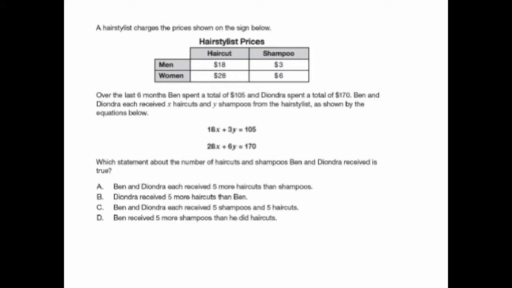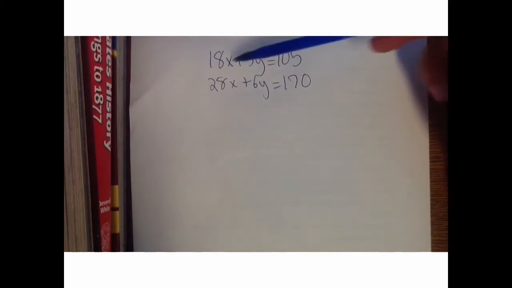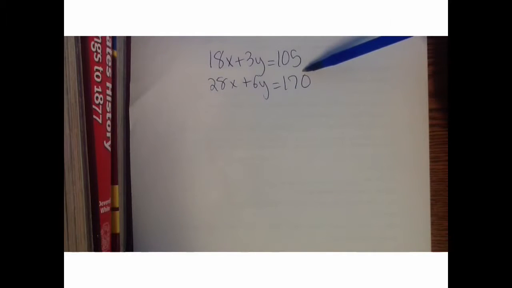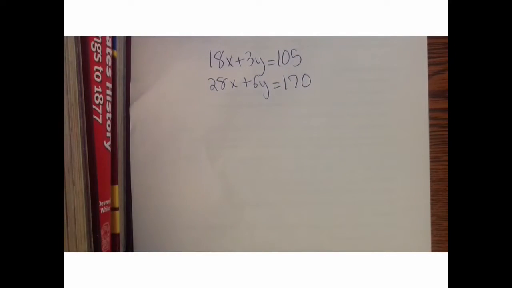I have no idea how many haircuts or shampoos they received because I have not solved the system yet. The first thing I need to do is solve the system, and then I can interpret the solution. So let me show you guys how to do that. All right, guys, let's solve the system. I have 18x plus 3y equals 105, and 28x plus 6y equals 170. I'm going to solve this using substitution. Algebra kids, if you can do this using elimination and that's easier for you, go ahead and do it, just so long as you come out with the same answer.